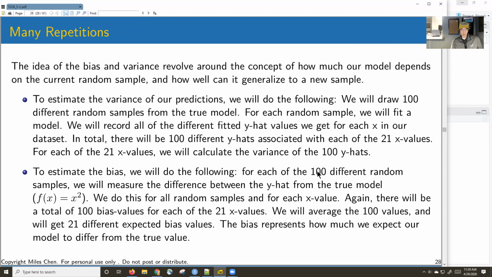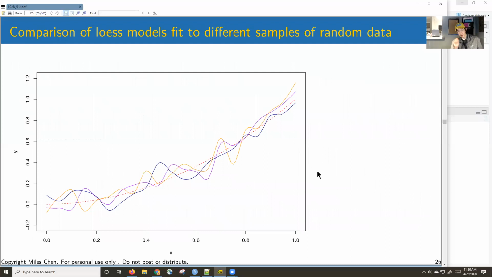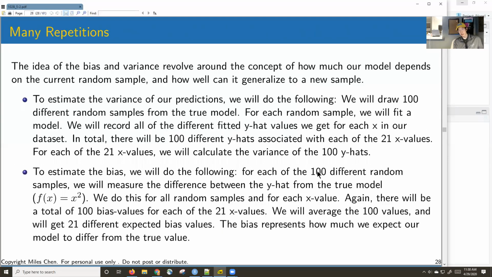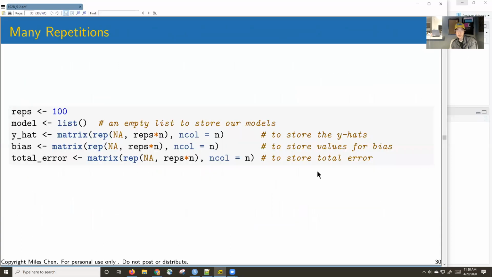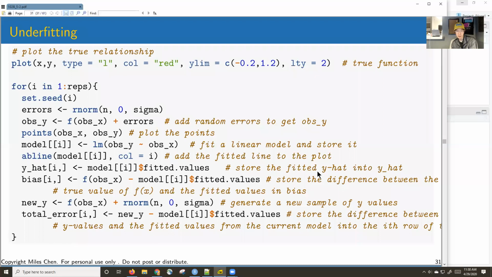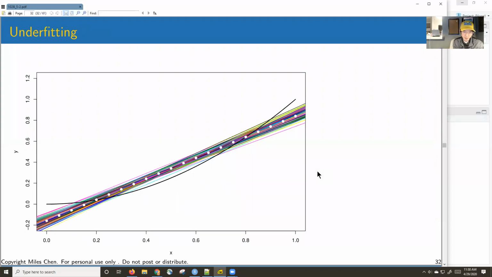I just wrote a wall of text, but basically I'm going to do the same thing that I've done here. Here I generated 3 random samples, and for each sample I fit a model. I'm going to do the same thing, but 100 times. I'm going to generate 100 random samples, and for each, fit a model, so 100 models. This is all the code. I'm going to skip over it. You can read through it if you want, but that's what we're going to do.